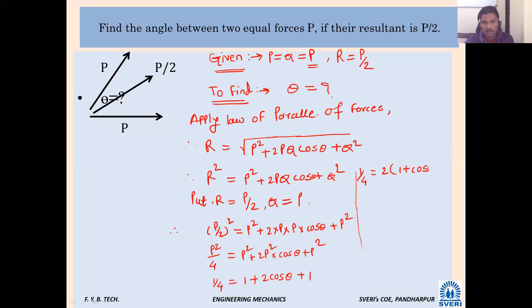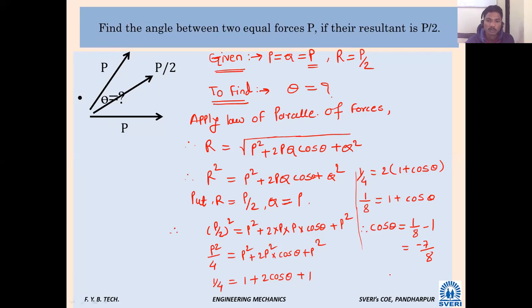1 plus cos theta. So this 2, here multiplication, so it will become 1 upon 8. Is it correct? 1 upon 8 equals 1 plus cos theta. Therefore, cos theta equals 1 upon 8 minus 1. Is it coming like this? Just check. Yes, sir. 1 minus means minus 7 divided by 8.